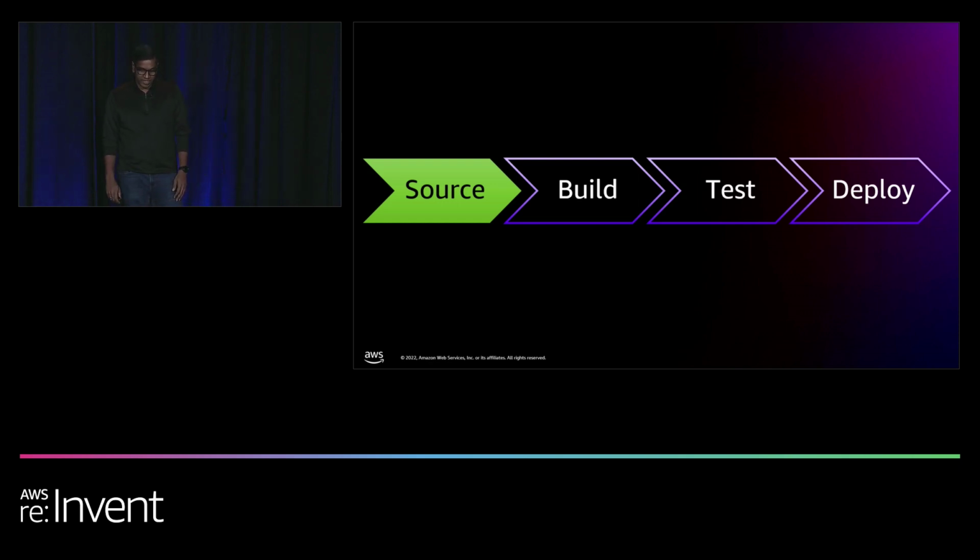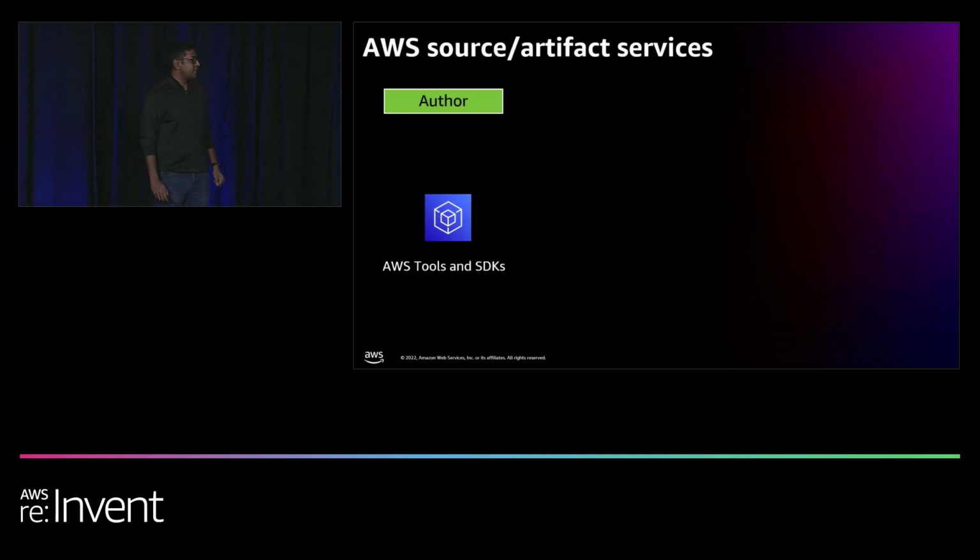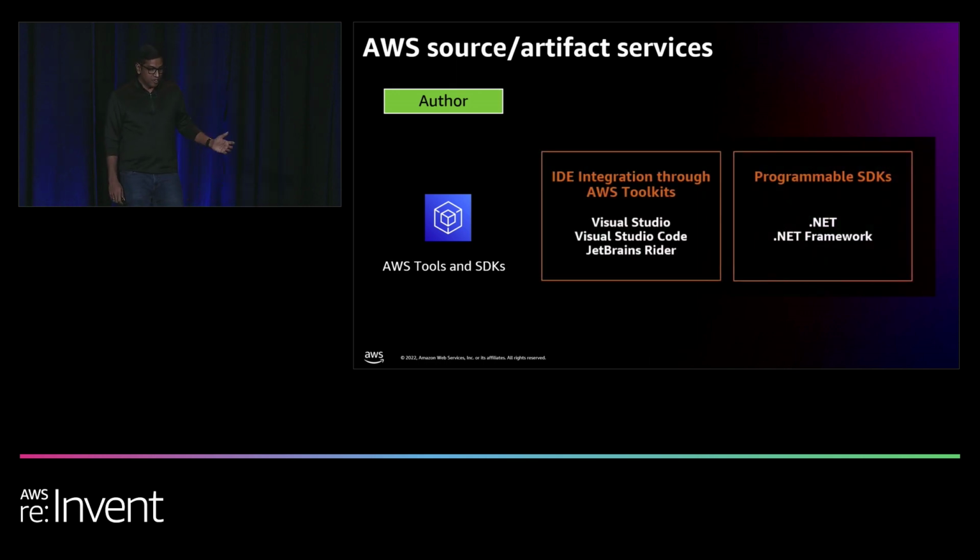Now, it's also important to use the right tooling, right? There are tools and SDKs AWS provides when you're developing .NET code against AWS services. So we have toolkits that plug into your IDE directly. You're seeing familiar IDEs, Visual Studio, Visual Studio Code, and JetBrains Rider. These toolkits help you develop or interact with your AWS account without having to leave your IDEs. And we also provide programmable SDKs, software development kits, that help you program against AWS services. They abstract away a lot of lines of code when you're interacting with AWS services, and they're available for both .NET as well as the older .NET Framework.